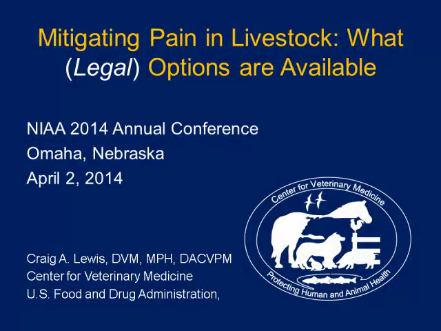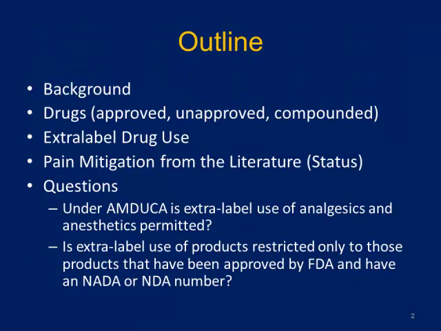The title that we were given was "What options are available?" Coming from where I'm sitting right now, which looks a little bit different than it did a few years ago, I'm going to talk about legal options. I'm going to go through a little bit of background, and some of the different ways that we categorize drugs in terms of whether they're approved in human and animal medicine, whether they're unapproved, compounded, and so forth.